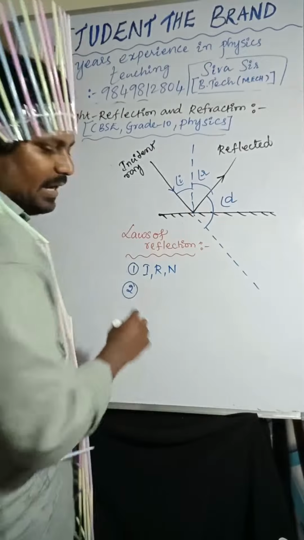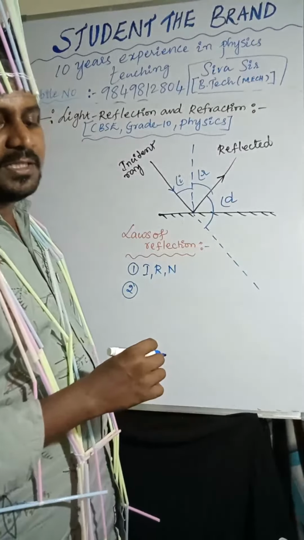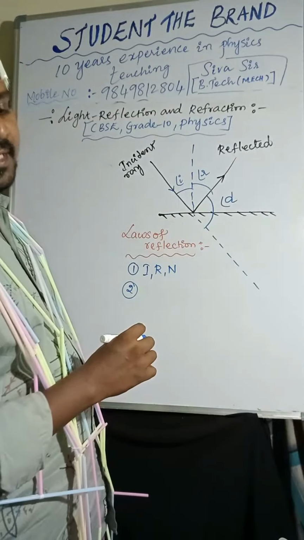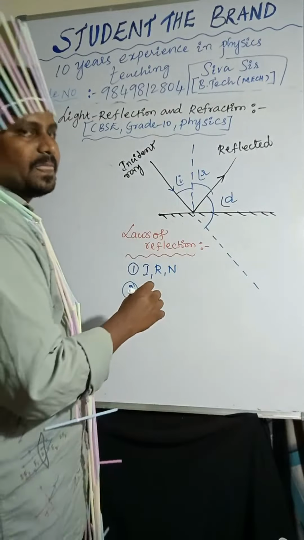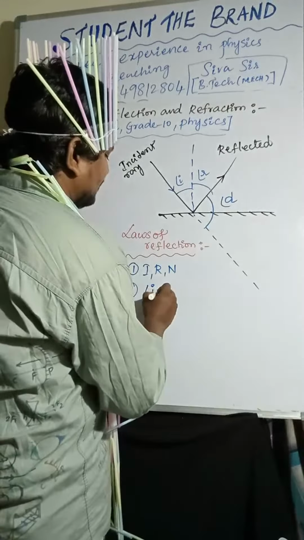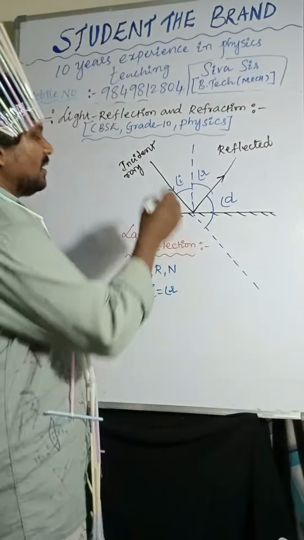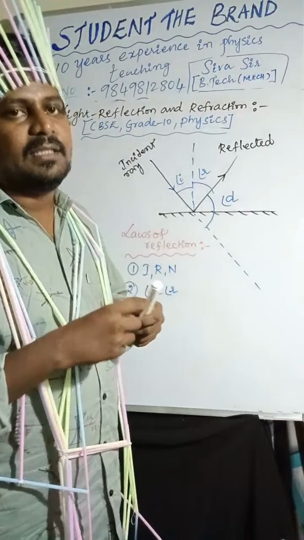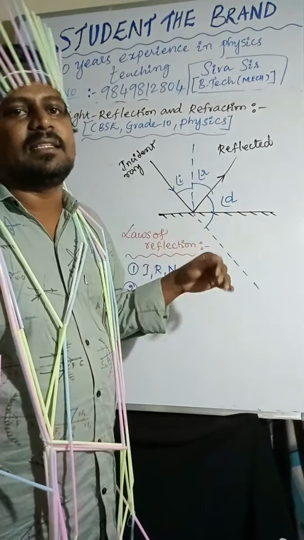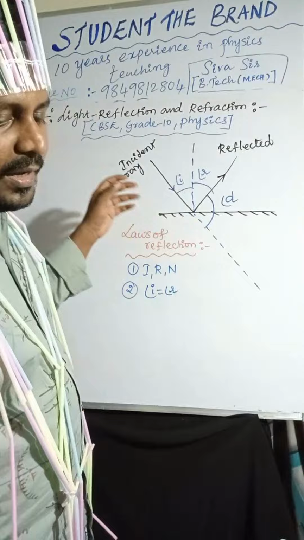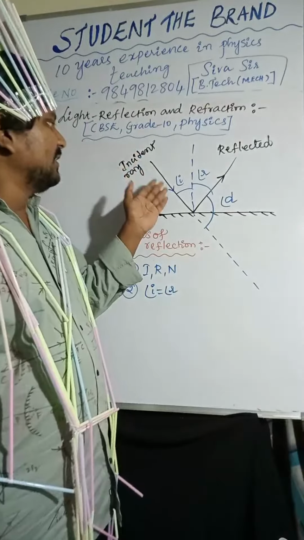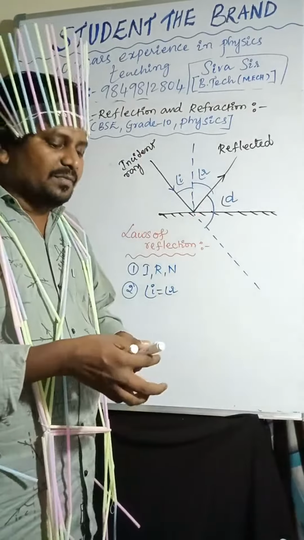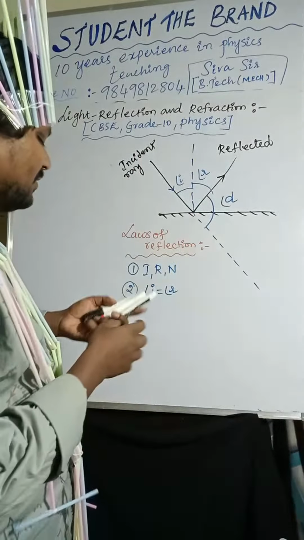The second law: the angle of incidence is equal to the angle of reflection. So the incident ray, reflected ray, and normal line lie in the same plane, and the angle of incidence is equal to the angle of reflection. These are the laws of reflection.